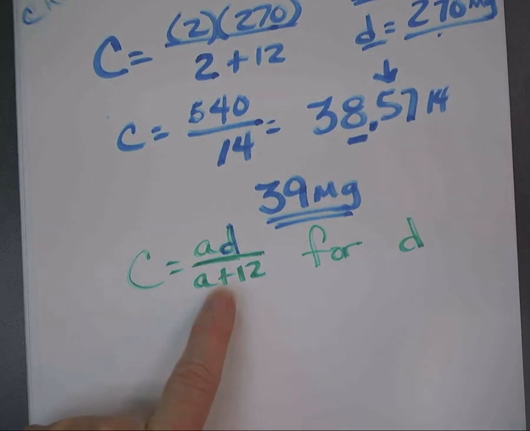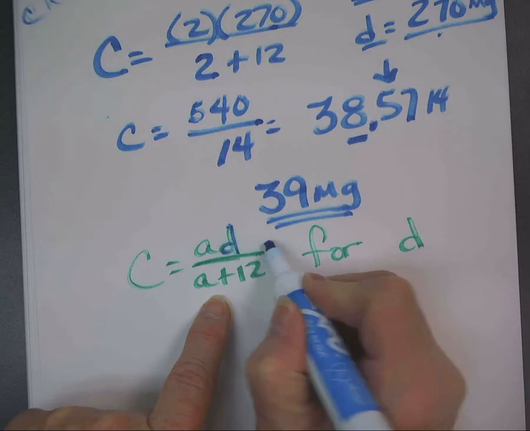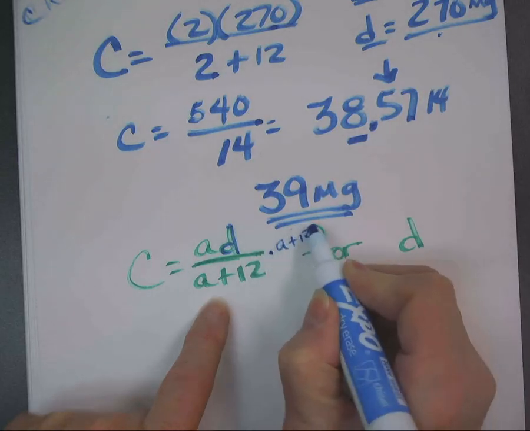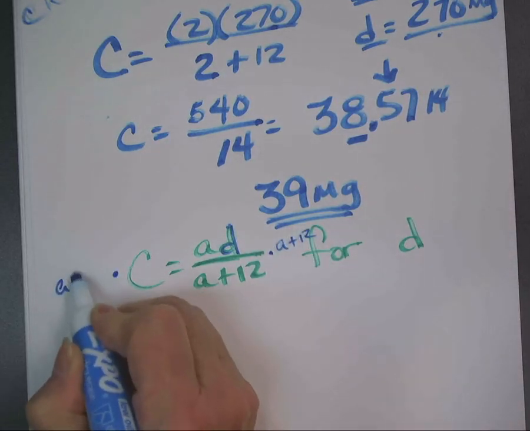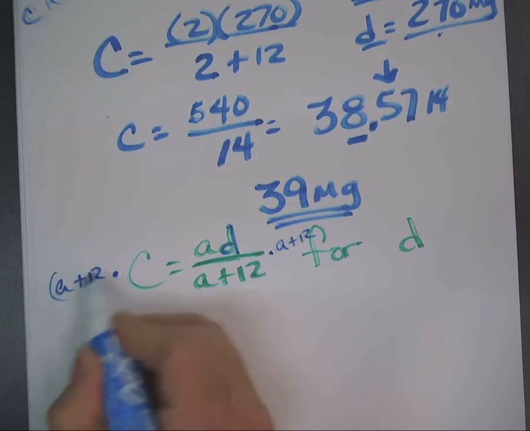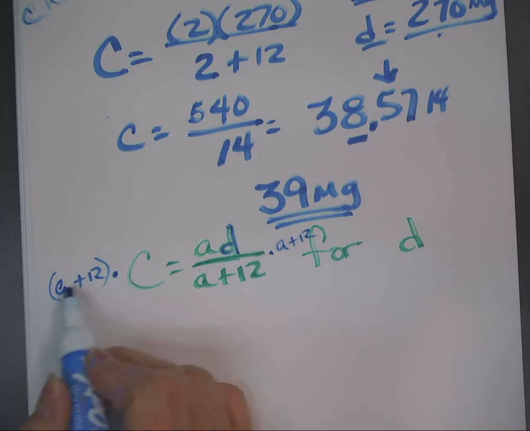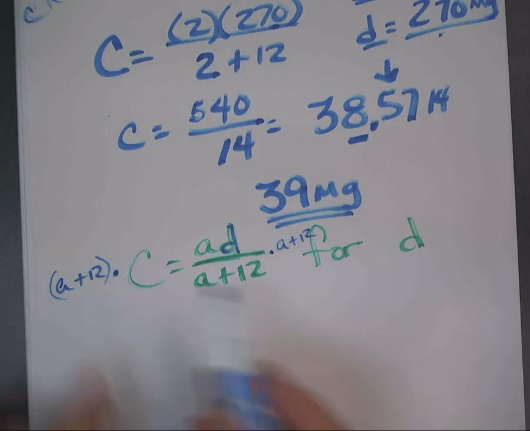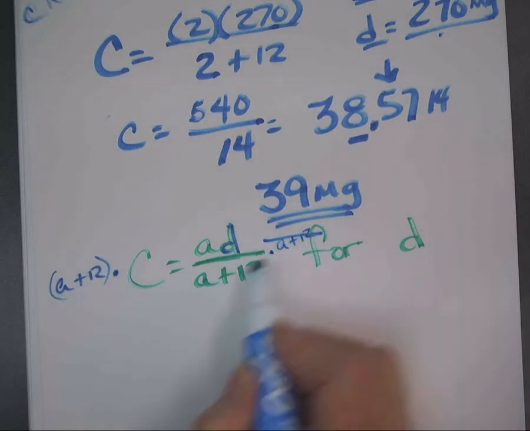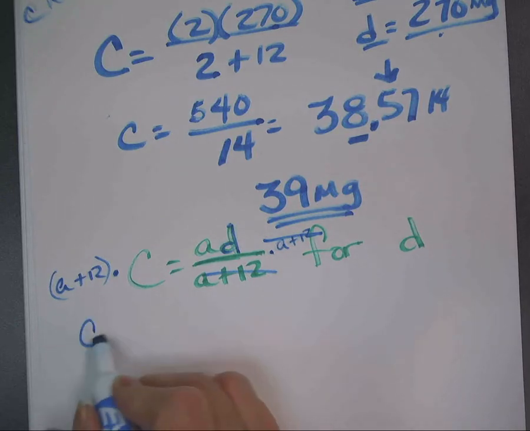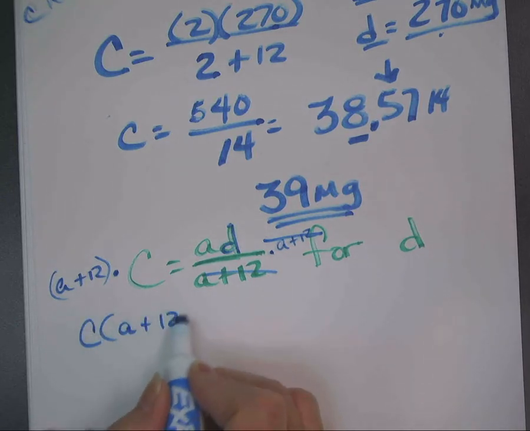Okay, first get rid of the fraction part. Multiply, so you multiply by a plus 12. I would put it in parentheses so it doesn't look like just the 12 is multiplied. Okay, that got rid of the bottom. We have C times (a plus 12).